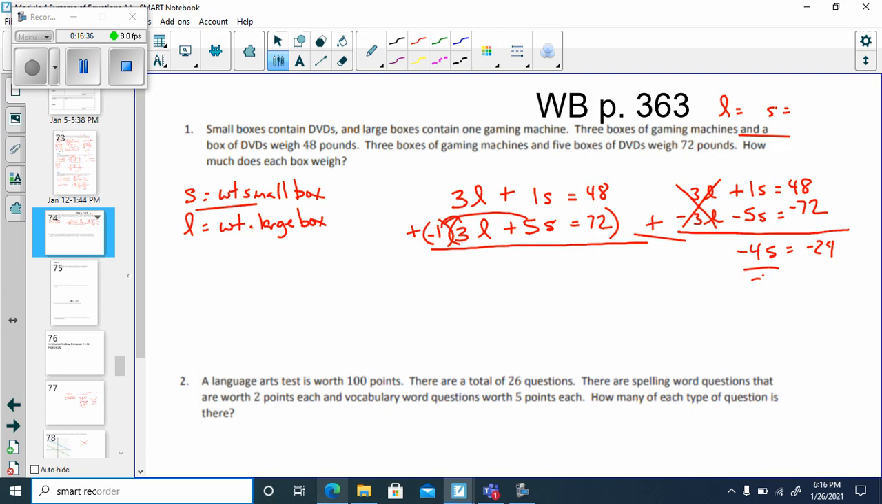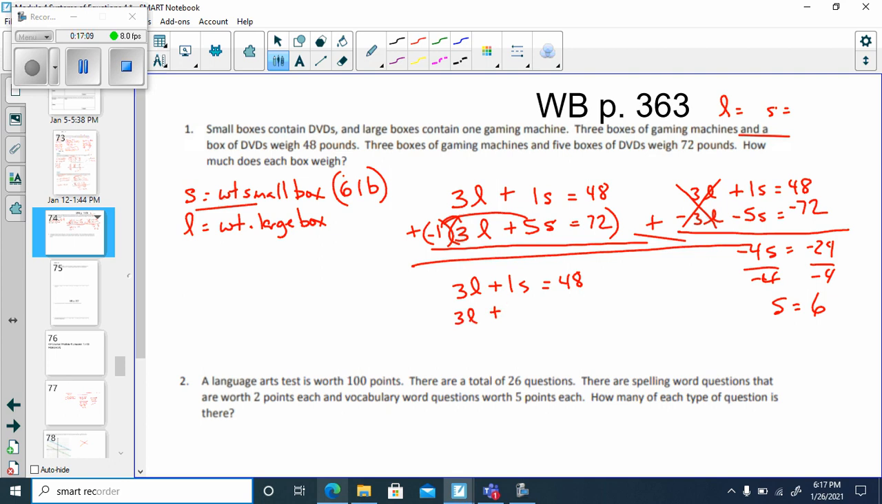Divide both sides by -4. And S is equal to 6. Okay, so the small box weighs 6 pounds. Let's see what the large box weighs. We need to plug this back into one of these. How about 3L plus 1S equals 48? I'm looking for the weight of the large box. 1 times 6 is 6. So we're going to subtract 6 from both sides.